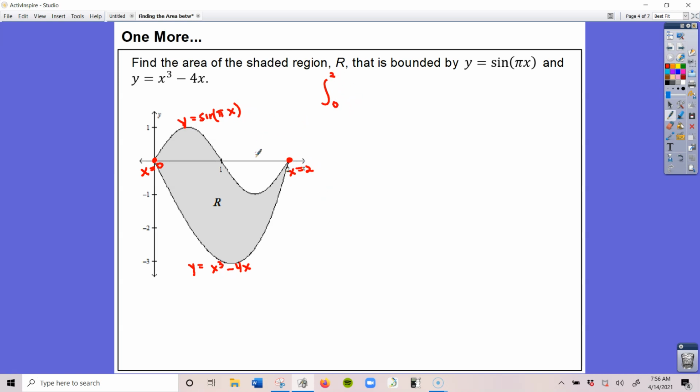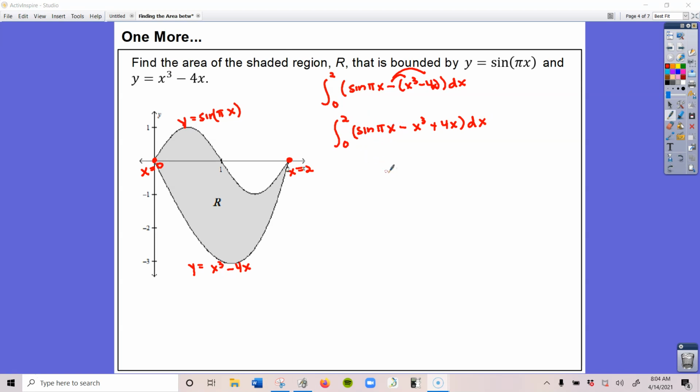And then I have to do my high function minus the low function. The high function is the sine of pi x. So we would do sine of pi x minus the lower function, which is x cubed minus 4x. So let's distribute this negative and then we'll go ahead and integrate. So we have the integral from 0 to 2 of sine of pi x minus x to the third plus 4x dx.